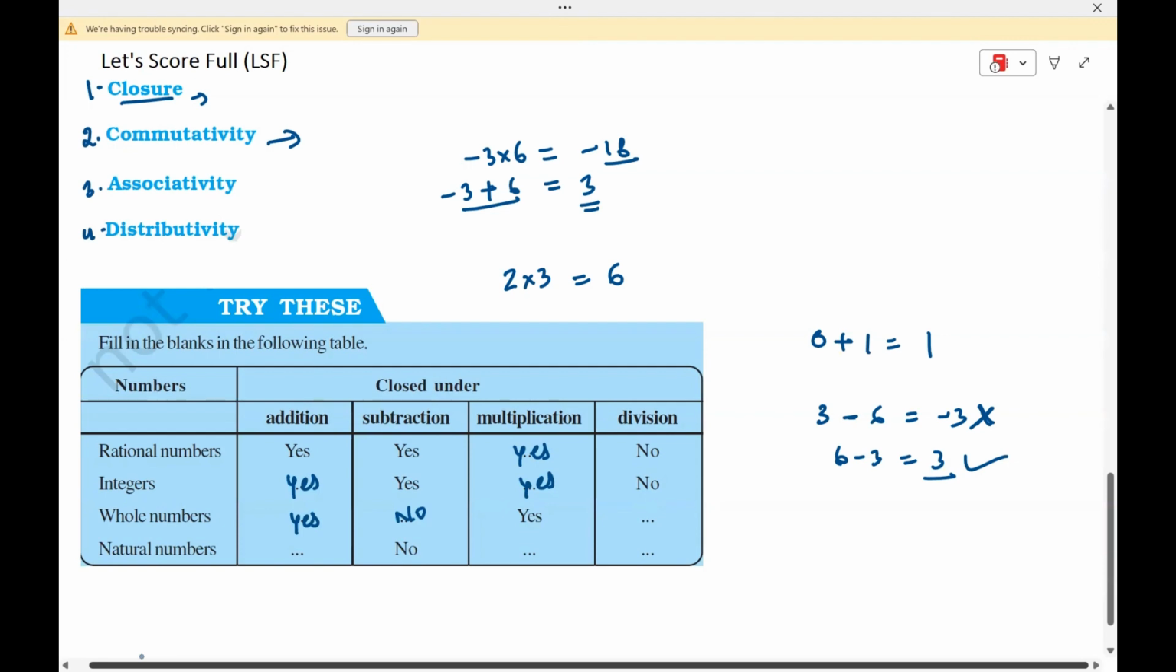Coming to division, here also it won't work because 3 divided by 6 is 1 by 2. The reverse, 6 divided by 3, is 2. But we are checking for all the conditions. Even if one condition comes false, I will say no, it is not closed. Coming to natural numbers. It is again the same as whole numbers. Yes, no. Then multiplying 2 numbers, if 2 numbers are natural numbers, their multiplication will also be a natural number. So, natural numbers, yes. And then again, no. So you can check these exercises.